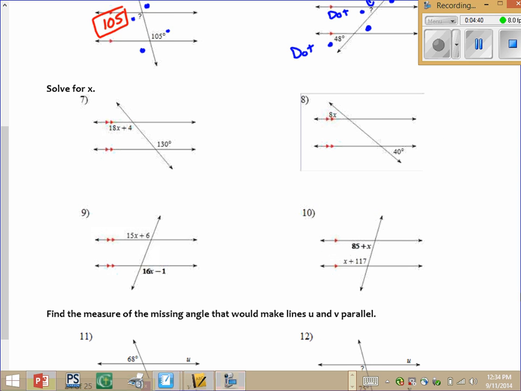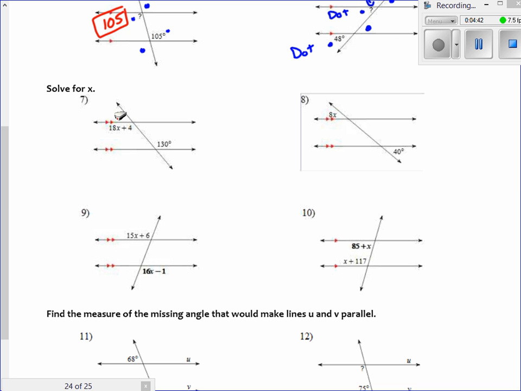And right away, we'll set up. There's my vertical angles with dots. So come down to the bottom set, do the same thing. We can see 18x plus 4. That's a no dot. 130. That's a no dot.